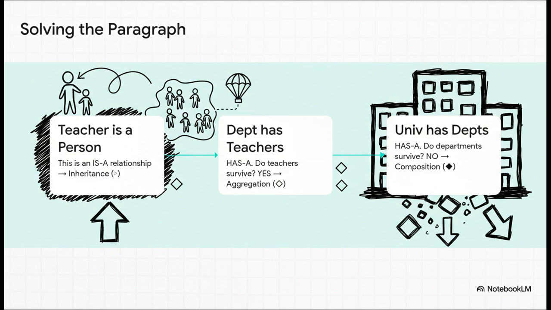inheritance. Easy. Next. A department has teachers. Okay, that's a HASA. So we ask question 2. If the department shuts down, do the teachers vanish? No, of course not. They survive. So that's aggregation. And finally, a university has departments. Another HASA. If the entire university closes down, can the physics department exist on its own? No, it's part of the university. The part dies with the whole. That's got to be composition.